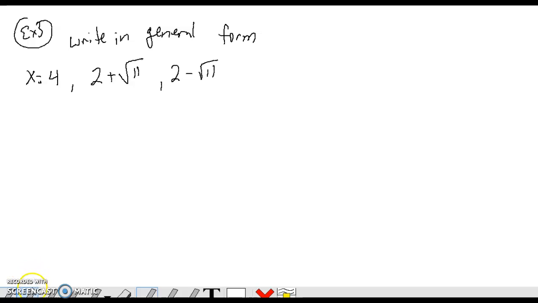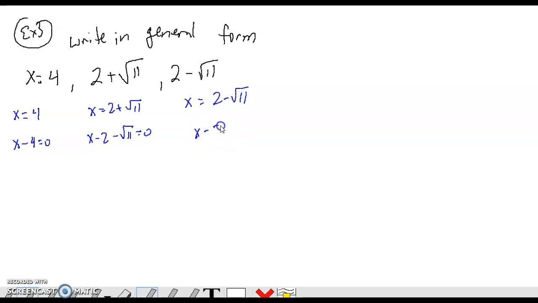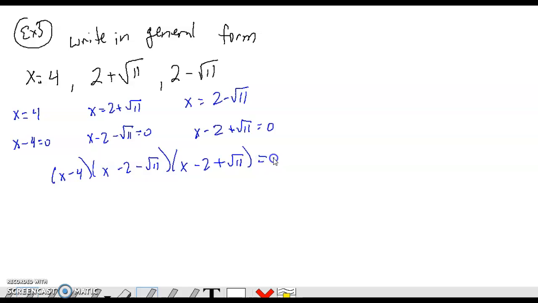So how are we going to deal with this? Again, if I set x equal to 4, x equal to 2 plus root 11, x equal to 2 minus root 11. If you don't need us to do this step, you don't have to. So move all of this over. Notice that each time we move everything over to the other side, it becomes the opposite. So again, I get x minus 4, x minus 2 minus root 11, x minus 2 plus root 11 equal to 0. Again, I'll set that equal to f of x in just a second.